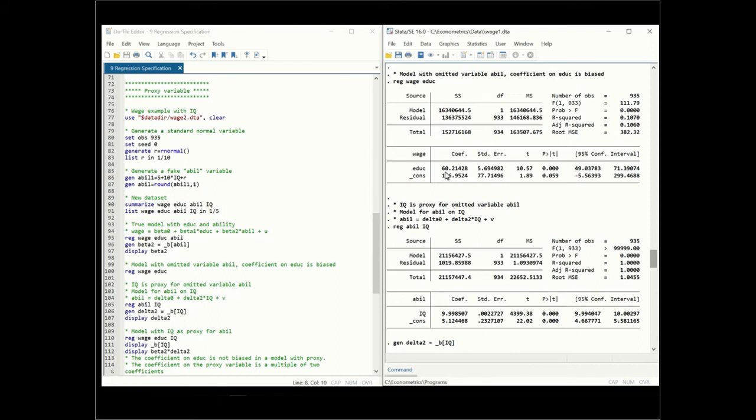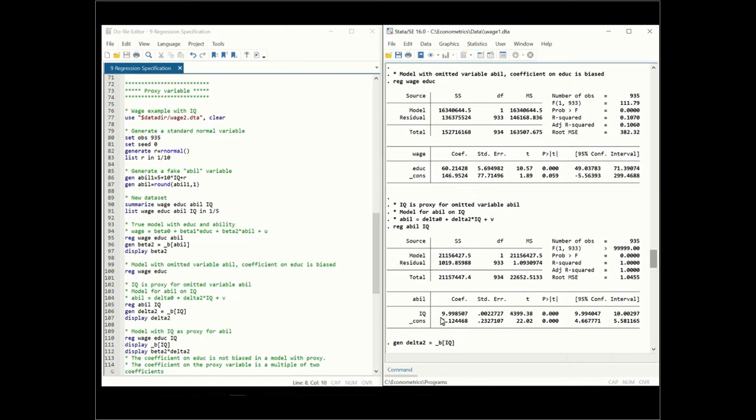So what can we do? Well, one solution, the second best solution if we don't have ability, is to use IQ, which is a proxy for the omitted variable ability. And now I'll have the model for ability on IQ. Here would be ability regressed on IQ. And this will be the model here. I have ability regressed on IQ. And these would be the coefficients that we have here.